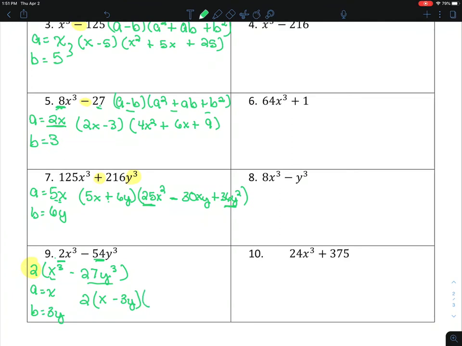Then a squared, so that would be x squared. The opposite, so that'll be plus ab, which is 3y times x. So the middle term would be 3yx or 3xy. And then b squared would be 9y squared. And I just put that in. Okay? So just remember to factor out the GCF first.